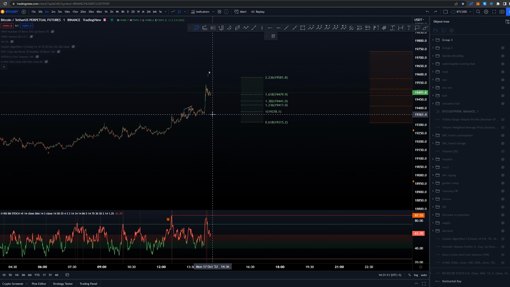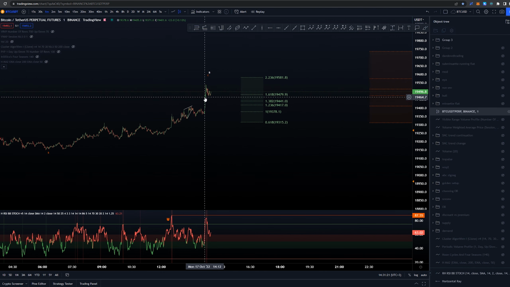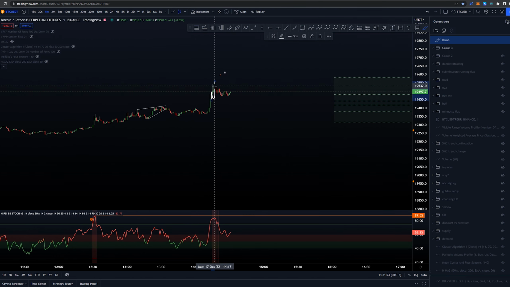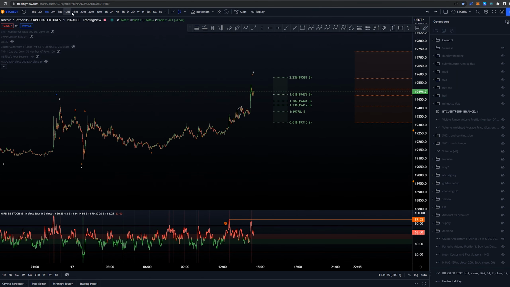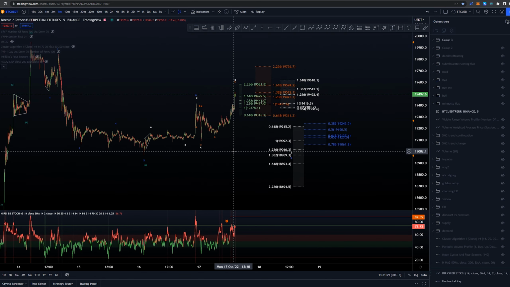If we are getting below the 0.5 retracement of this possible third wave here around 19.45k, then I would think that we don't see the wave 4 in here, and this whole thing is complete. But yeah, that is what I'm expecting at this very moment.